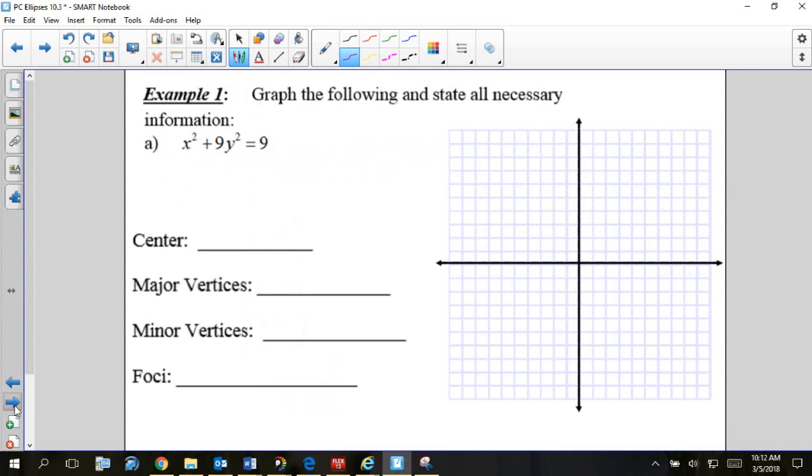Okay, so example 1, we're going to go through the following. We're going to take the equation and make it say equals 1, so it is in that graphing form. So I have to divide everything by 9. So I have the equation x squared over 9 plus y squared equals 1.